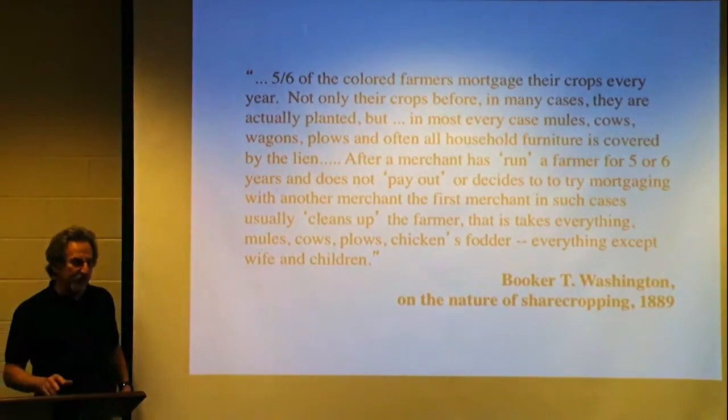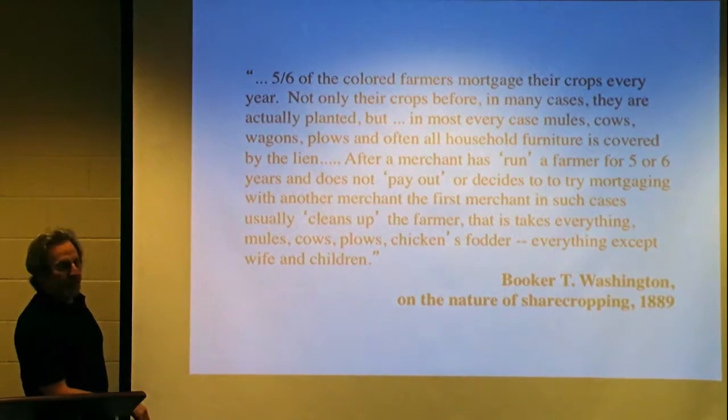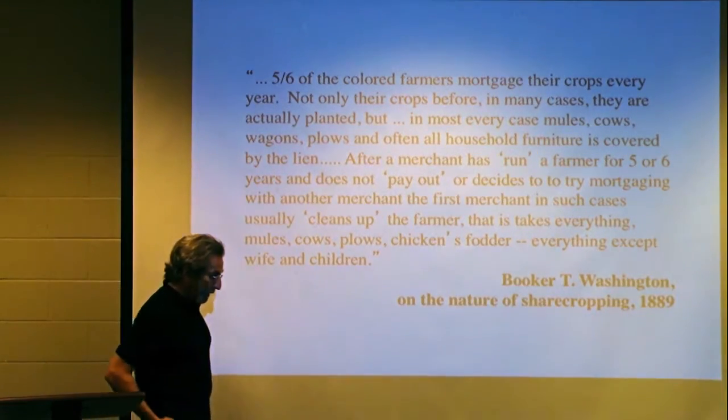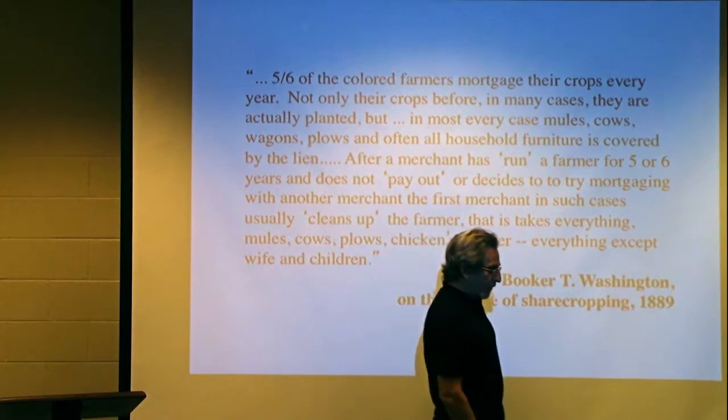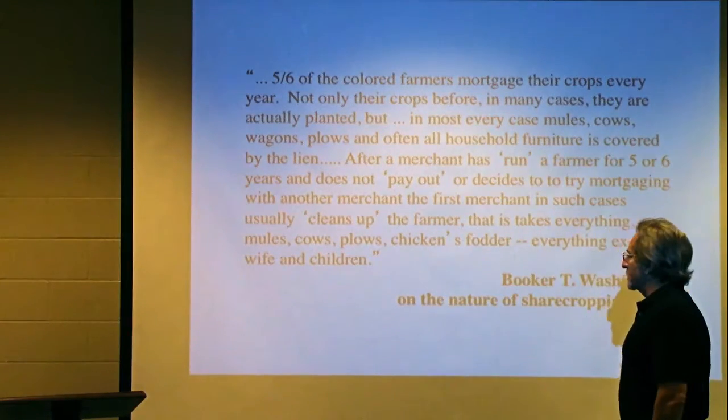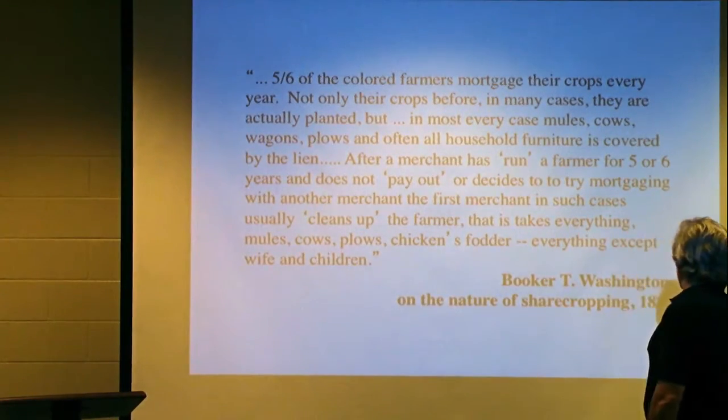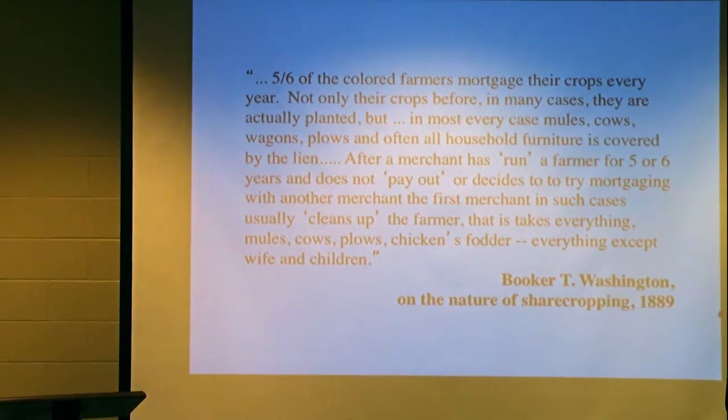Booker T. Washington, who of course you all have heard of, and about whom we will talk some more in our next lecture, writing in 1889, says this of the sharecroppers. "5/6 of the colored farmers mortgage their crops every year. Not only their crops before, in many cases, they are actually planted, but in most every case, mules, cows, wagons, plows, and often all household furniture is covered by the lien.